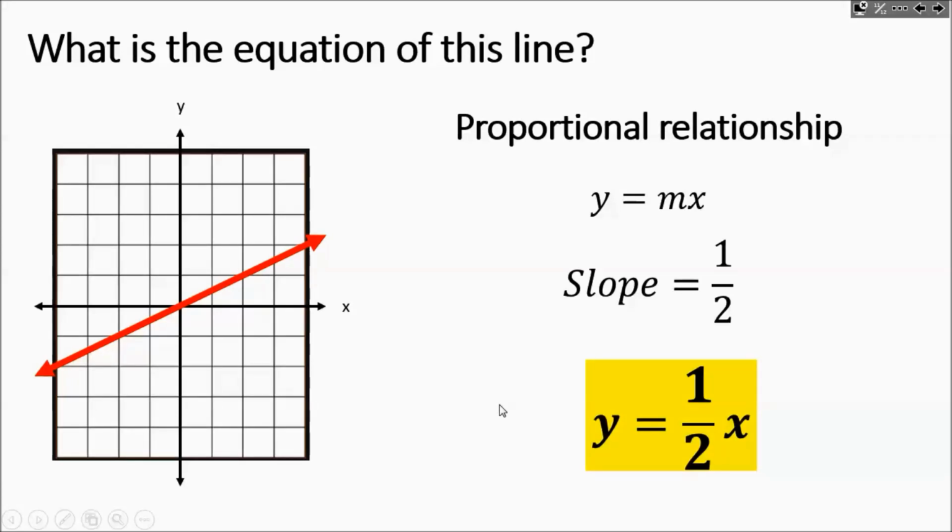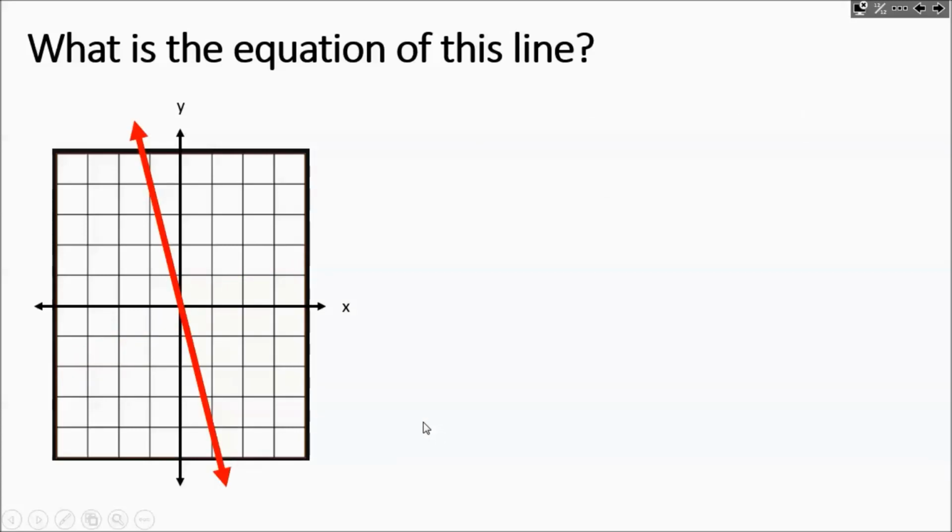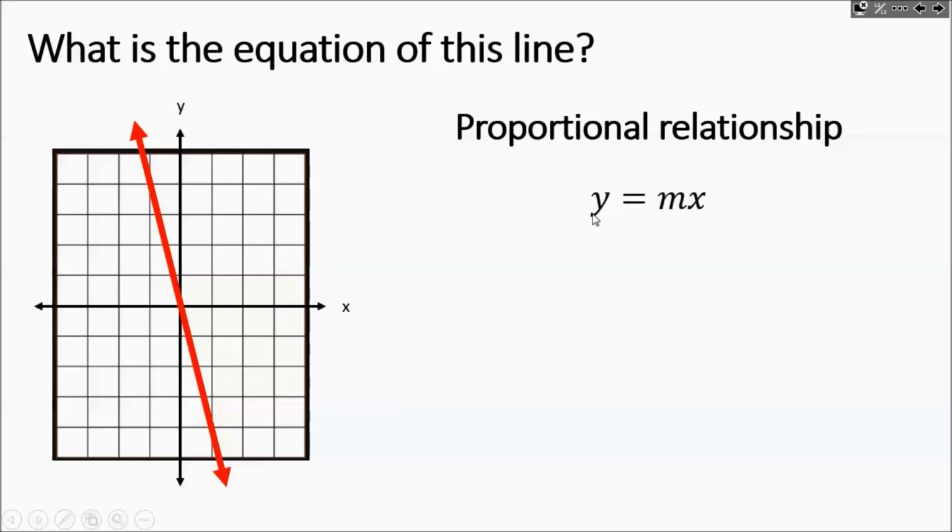That's it. We've got one more. So this one, we're going to check out the proportional relationship. It's hitting at 0. Most likely it's proportional. Let's check out the y equals mx. We need to figure out the slope. So I see this is a negative slope, so it's going to be negative something.